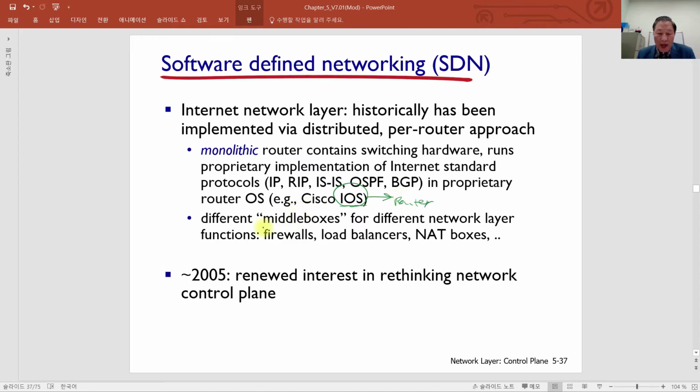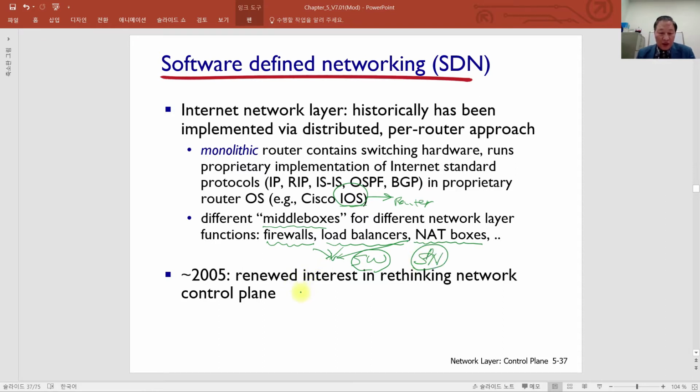This box is called a middle box, and we use many different kinds of middle boxes for different network layer functions. For example, firewalls, and load balancers to provide load balancing. Also, as we learned, the network address translation box. Those are all different boxes. But today's topic is how to integrate them together using software instead of separate boxes. That is called software-defined networking, SDN.